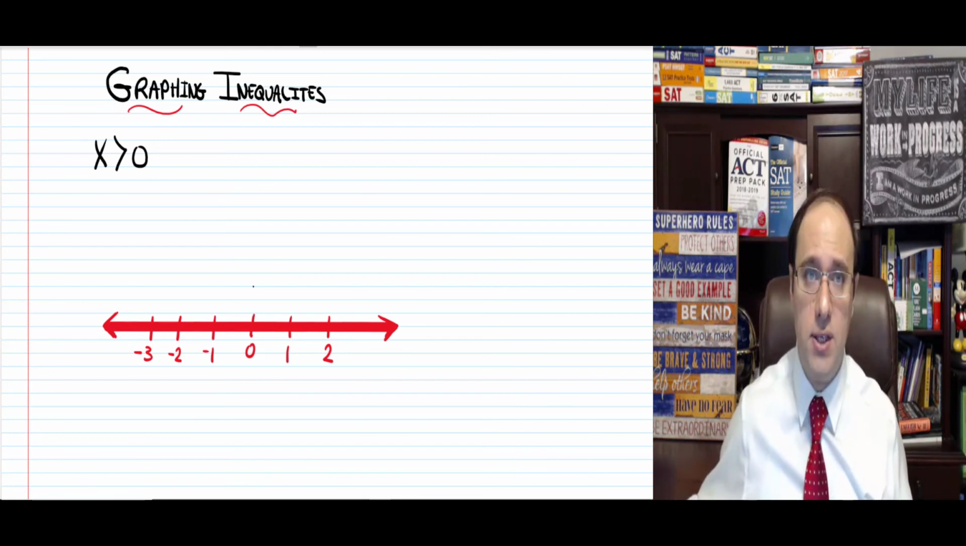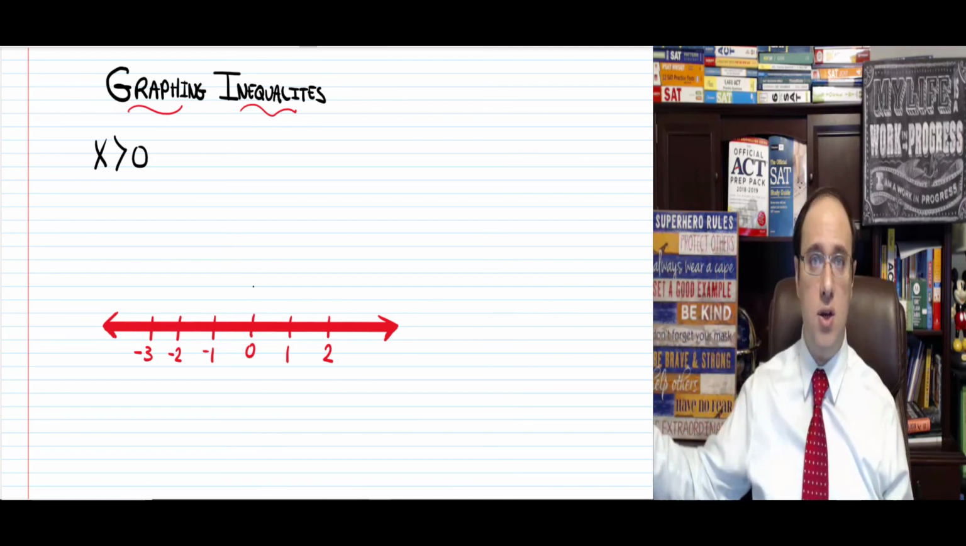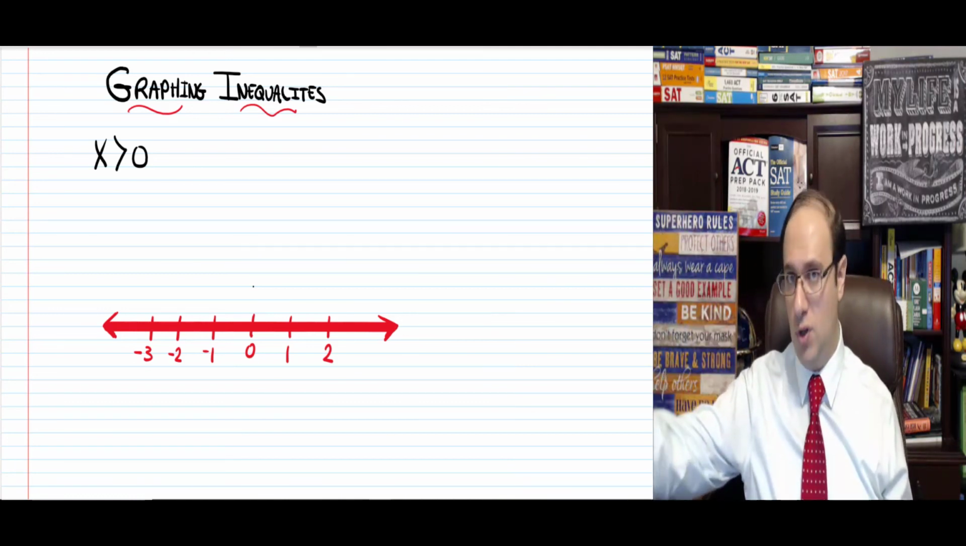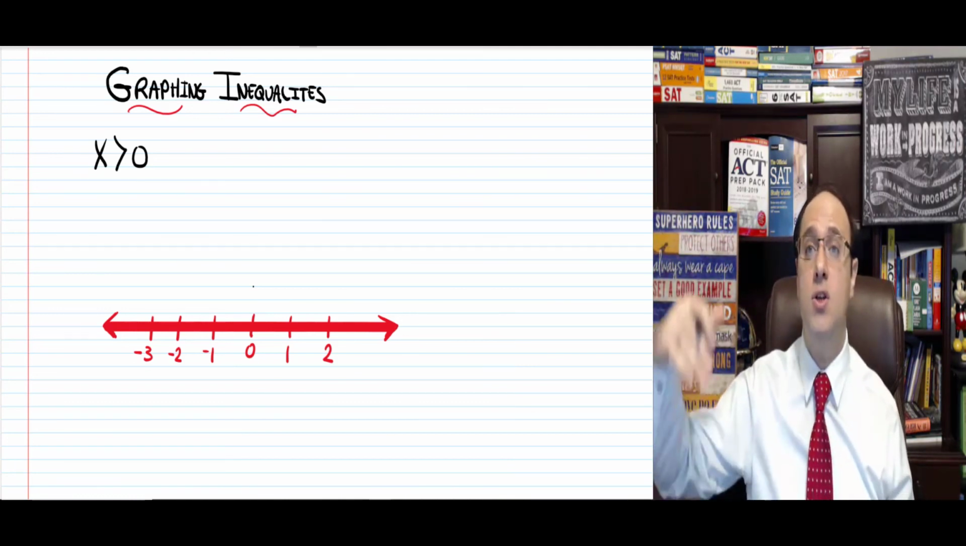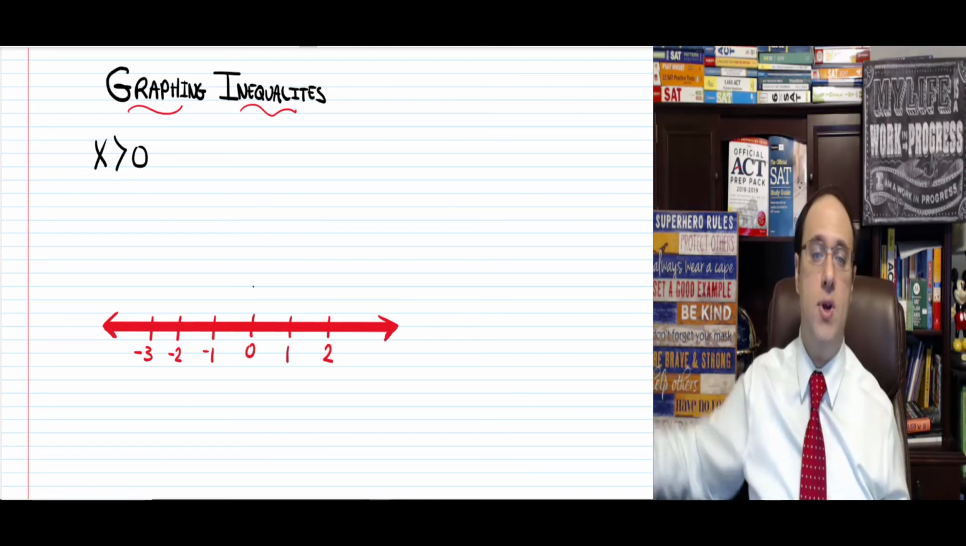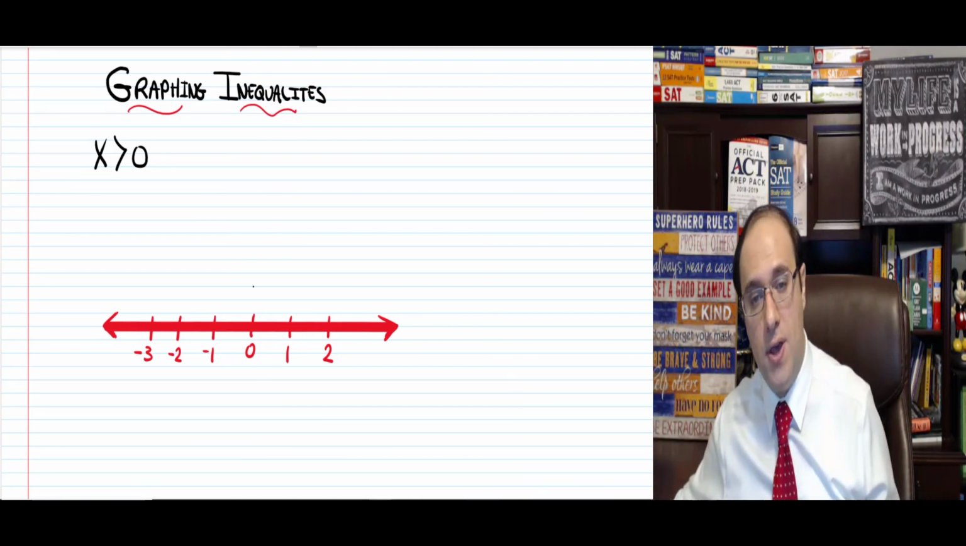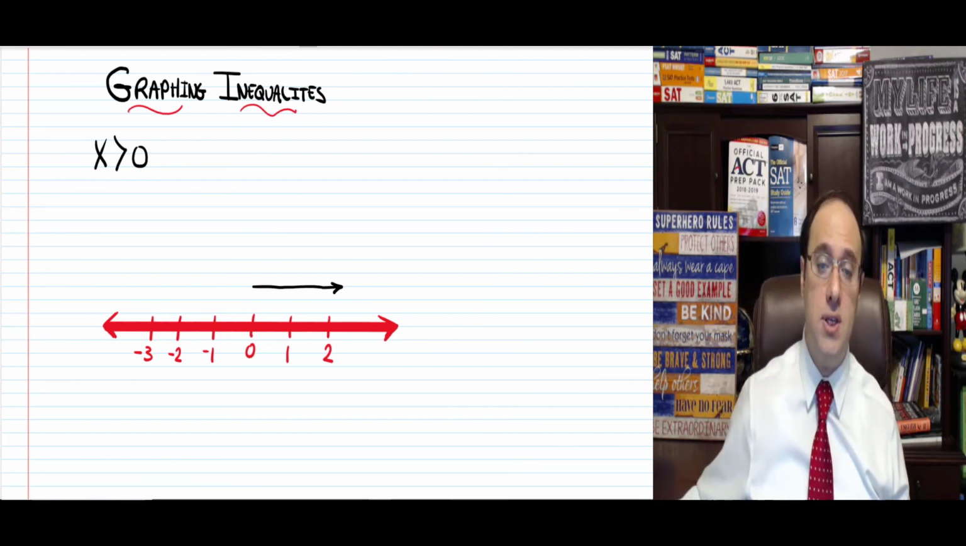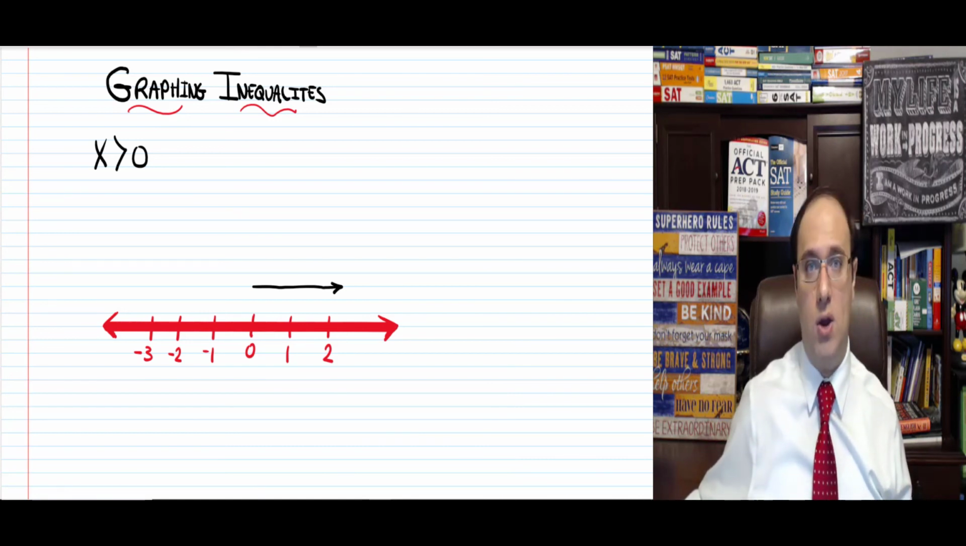If it's greater than 0, that means it is bigger than 0. So it's 0? No, it's not 0. It's bigger than 0. So it's 1, 2, 3. So it's bigger than 0. So we draw the line like this, and we put an arrow. This means that the value of x is greater than 0.